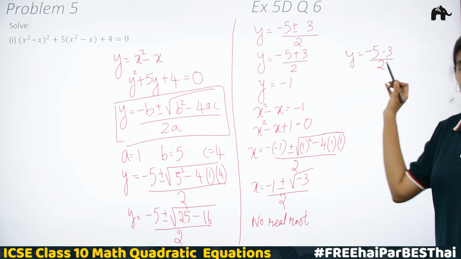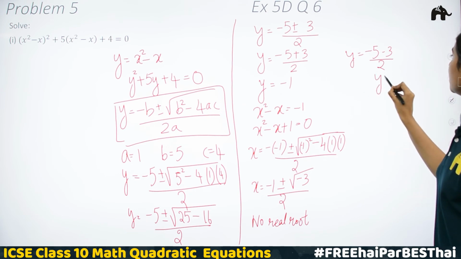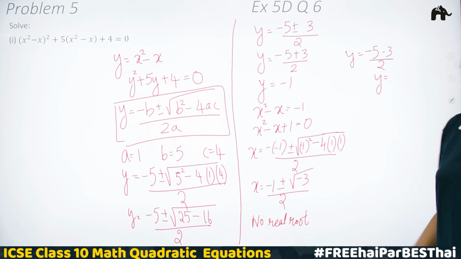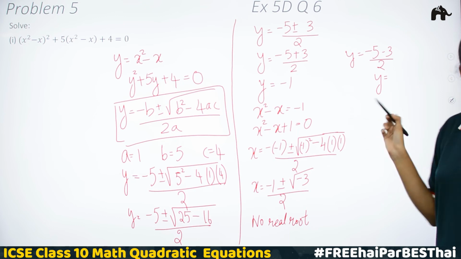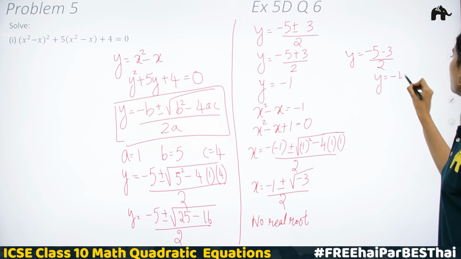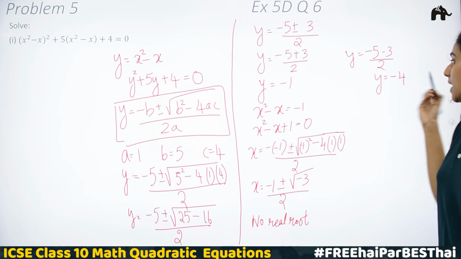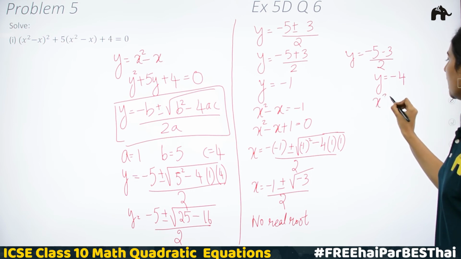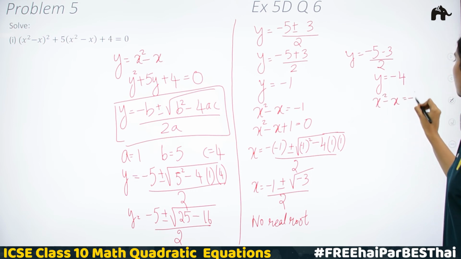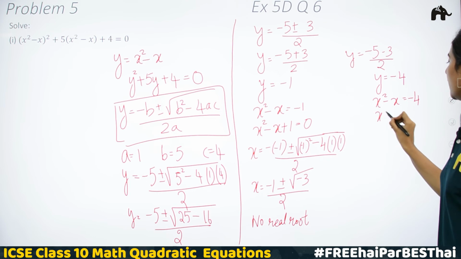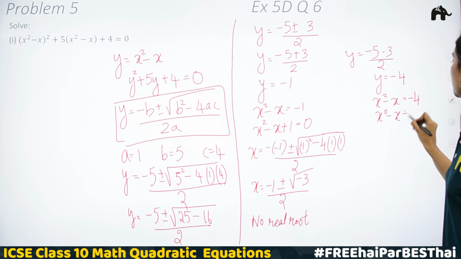Now let's take this case. y is equal to minus 5 minus 3, that is minus 8 divided by 2 minus 4, when y is equal to minus 4. x square minus x is equal to minus 4, so x square minus x plus 4 is equal to 0.